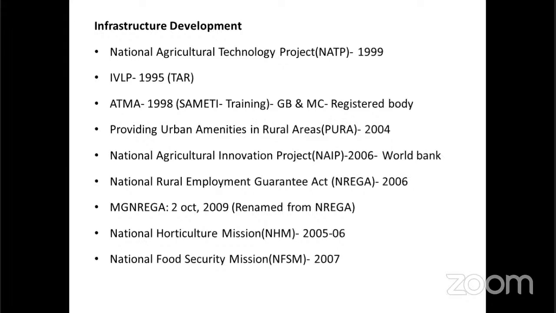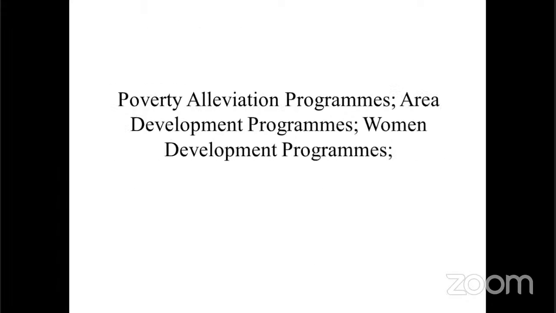Next one is the National Horticulture Mission, which was launched in 2005 to 2006. It provides seedlings and technology, area development programs and so on. The National Horticulture Mission gives seedlings, planting materials and other components. Next one is the National Food Security Mission, which was launched in the year 2007.